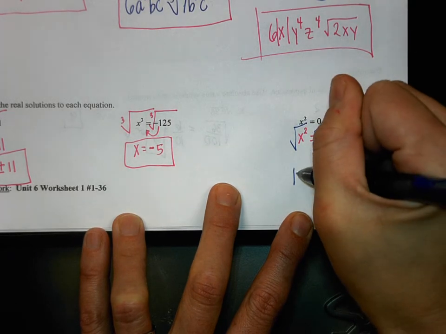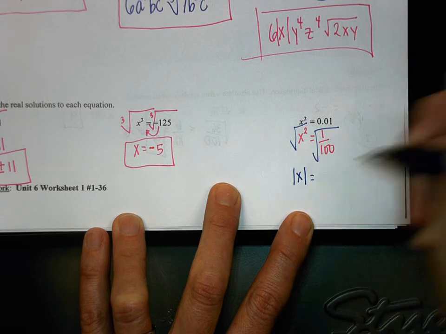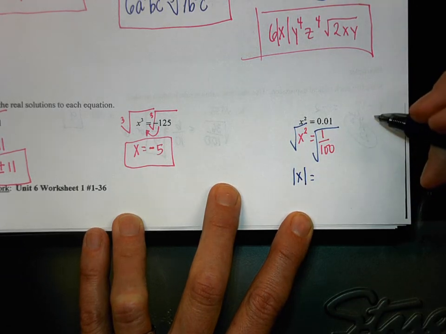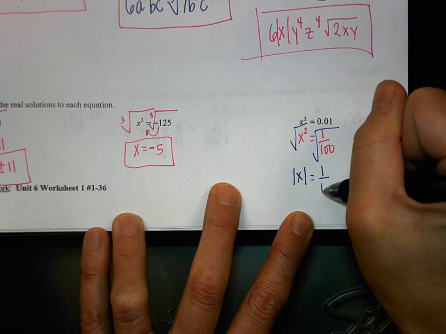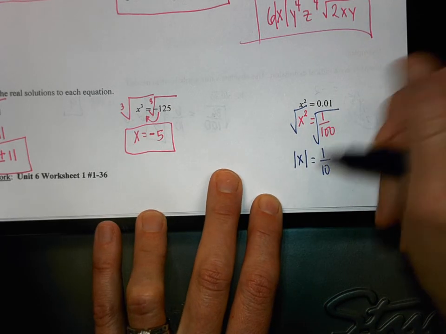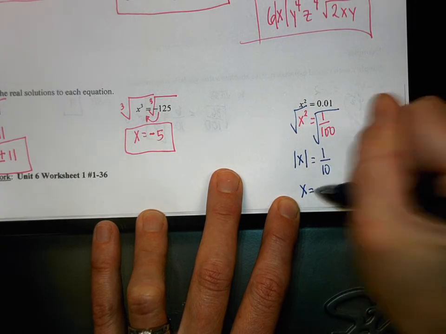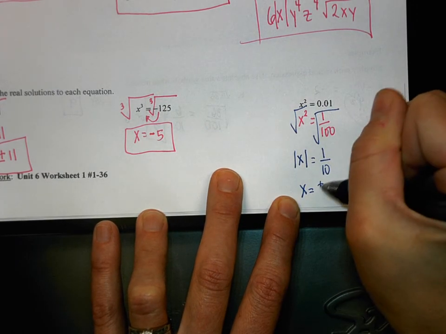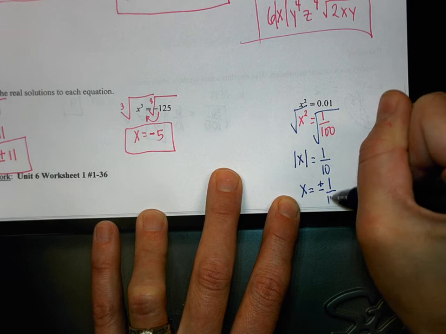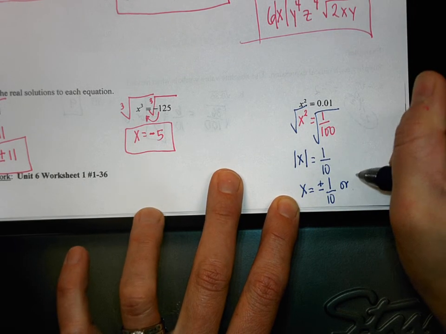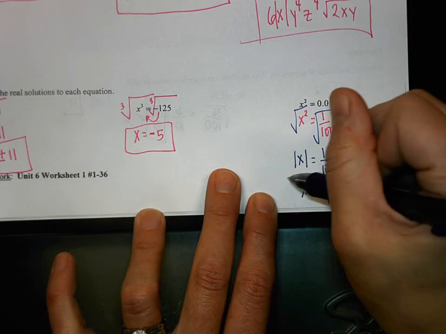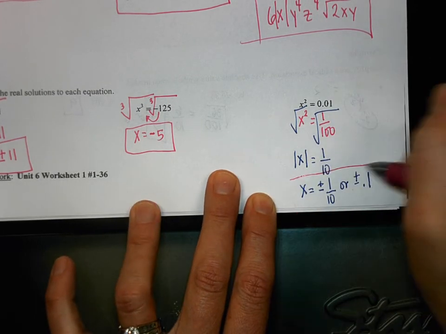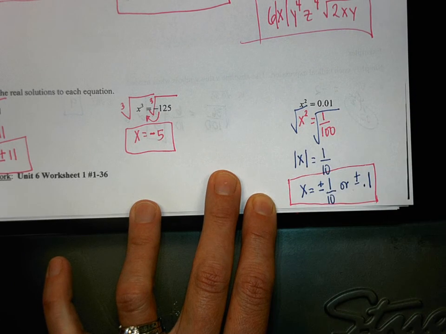What is the square root of x squared? Very good. X and absolute values. What's the square root of 1? 1. What's the square root of 100? 10. And then that means because we're dealing with absolute value, x actually equals what? Very good. Plus or minus 1 over 10. Or it can also be plus or minus 0.1. 0.1 is the same as 1 over 10. And that is your answer. Do we have any questions there? No. You can try it in your calculator.